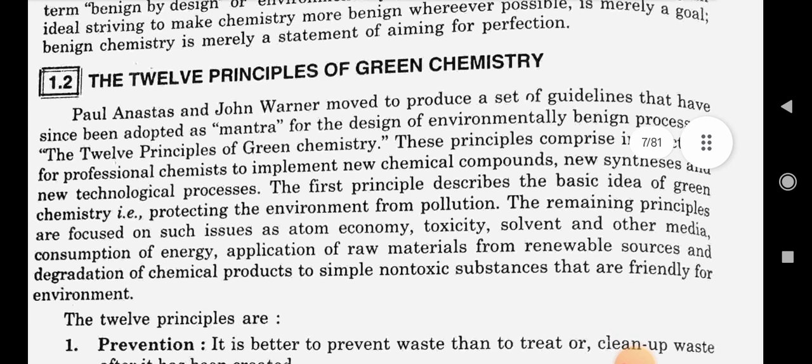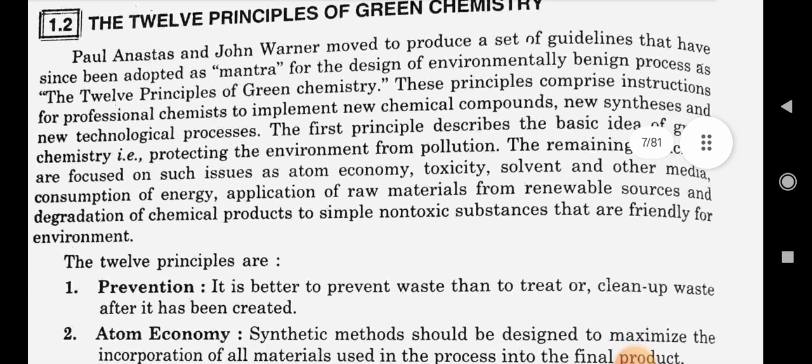The 12 principles of green chemistry. Paul Anastas and John Warner moved to produce a set of guidelines that have since been adopted as a mantra for the design of environmentally benign processes, known as the 12 principles of green chemistry. These principles comprise instructions for professional chemists to implement new chemical compounds, new syntheses, and new technological processes.